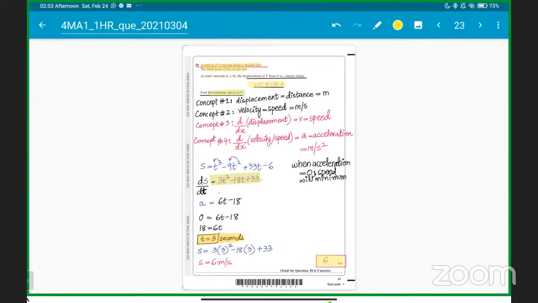Please remember, when you differentiate displacement, which is distance, you get the speed in meters per second, also called velocity. When you differentiate velocity, you will get acceleration. It's a very important concept, although it is tested less, but it can come for 4 marks, 5 marks. So make sure you know this. And this is how we do the calculus part.